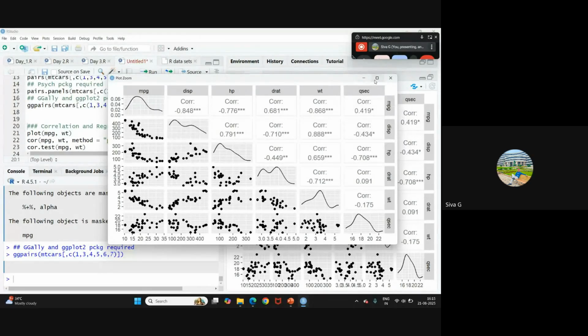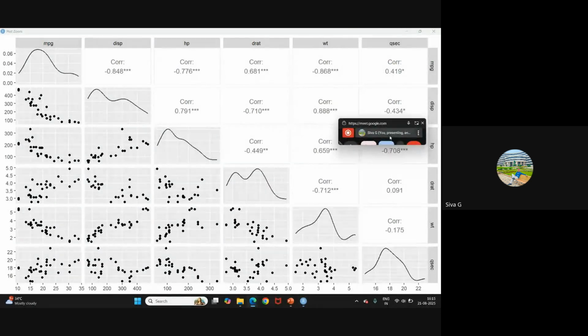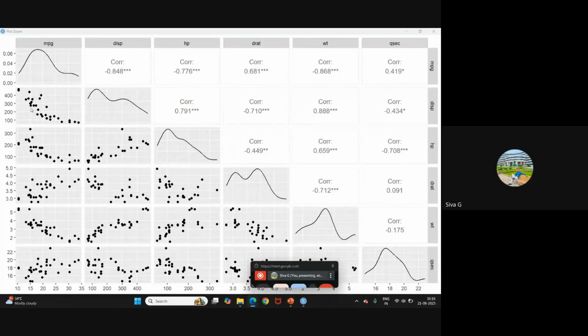To represent matrix data in more than two dimensions, we can use one more function, ggpairs. Now let's discuss the better results. The diagonal elements are called densities of the variables. As we discussed earlier, we got a histogram overlaying density. Here we only get densities, the panels below are the scatter diagrams for each and every combination, and above are the correlations. Corr is the correlation.